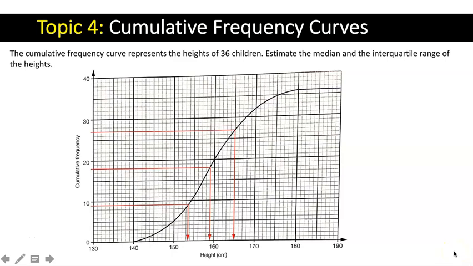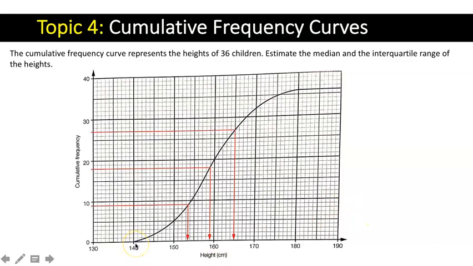Topic 4, cumulative frequency curves. The cumulative frequency curve you see on your screen represents the heights of 36 children. Our job is to use this graph to estimate the median and the interquartile range of the heights of these 36 children.